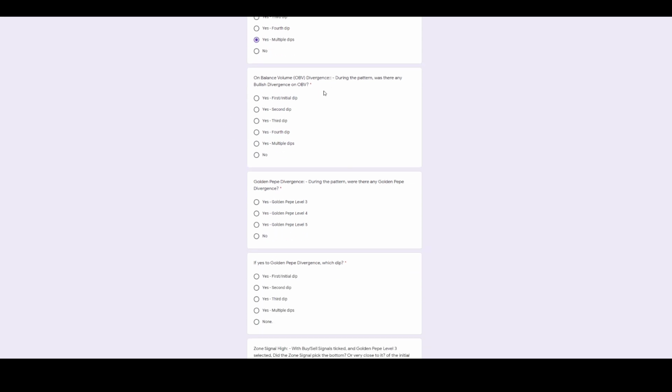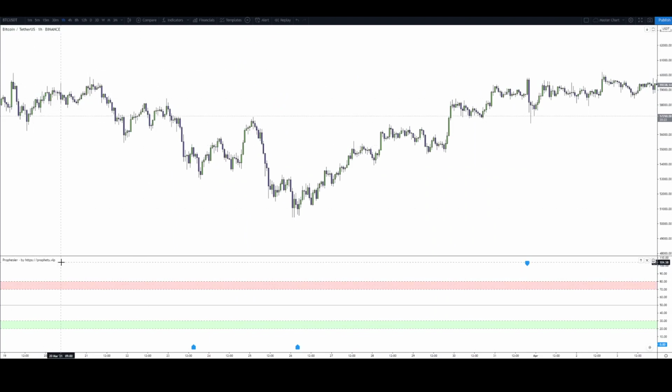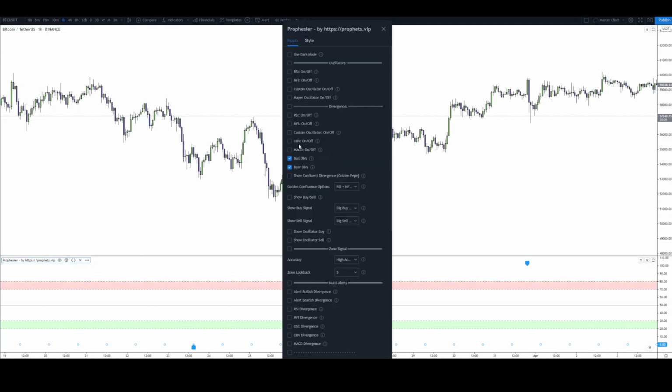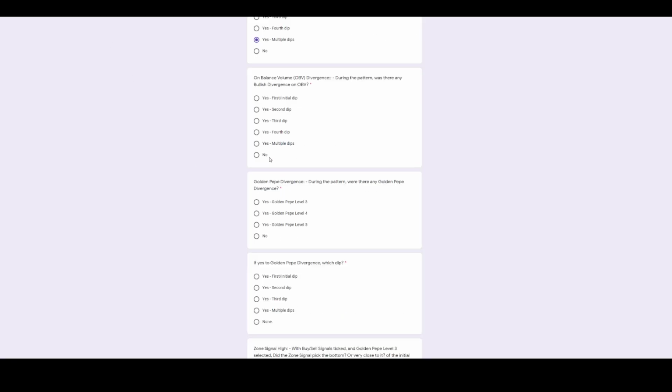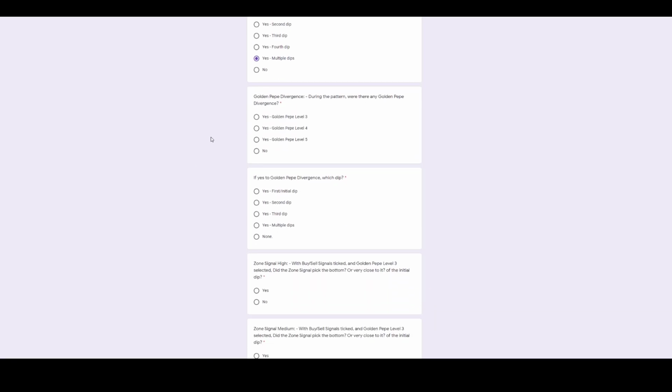Alright, OBV. During the pattern, was there any bullish divergence? So exactly the same thing, just repeat and go to OBV. Right, on balance volume. This is also based on volume. Plenty of divergence in the second dip. Right, so there's both in both dips there. Multiple dips. During the pattern, were there any golden peak divergence?